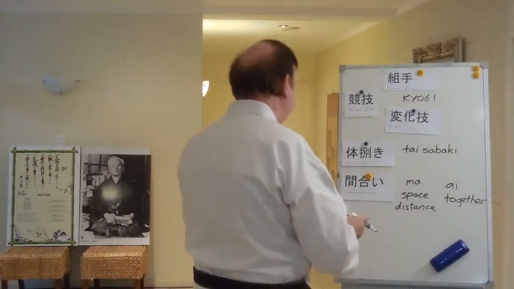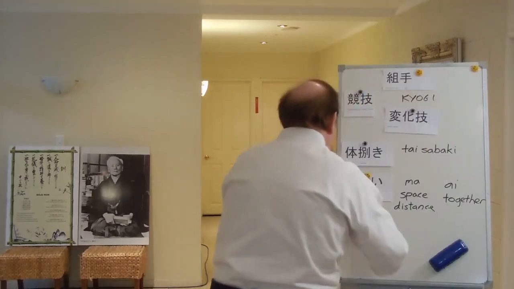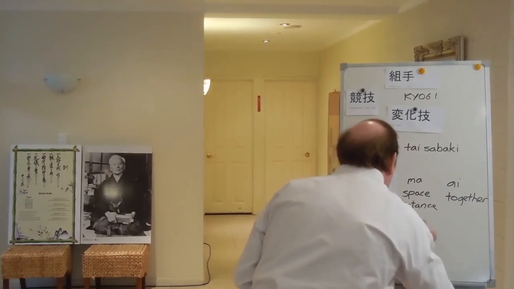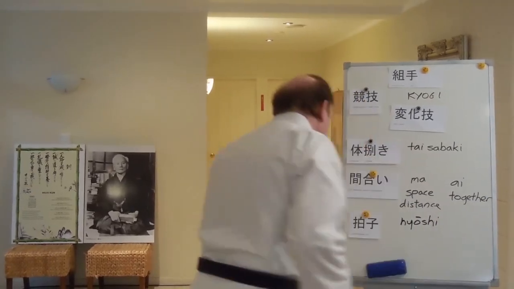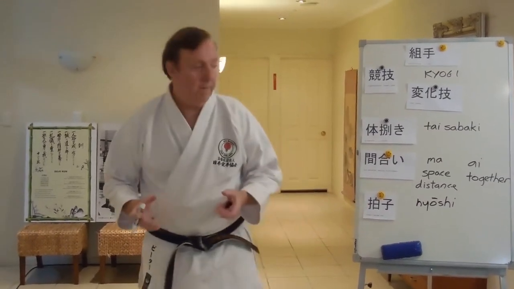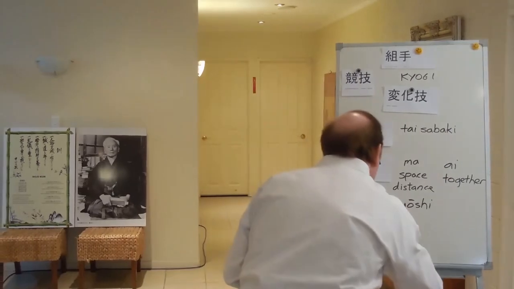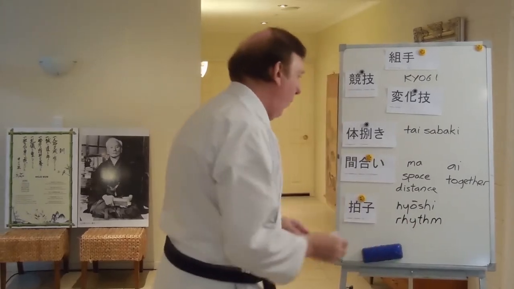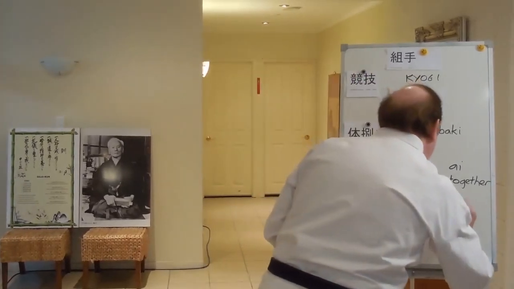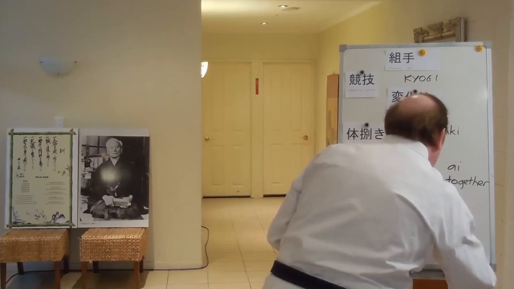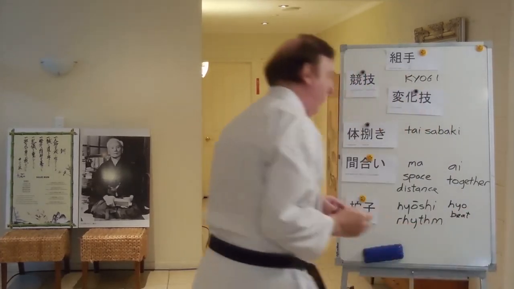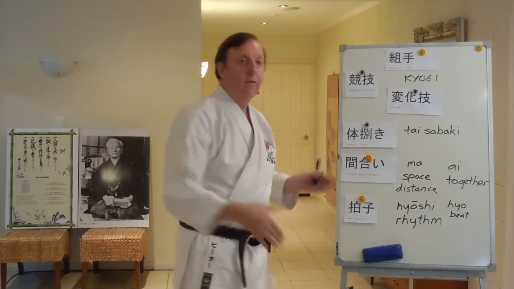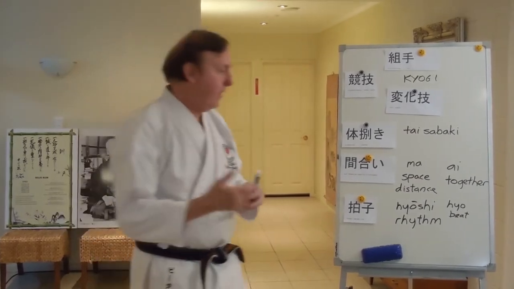Now the next one is hyoshi, and hyoshi is here. And hyoshi basically means the rhythm, or how you move. The hyo actually comes from beat. By beat, we literally mean that. You know, the beat, the music, the tempo, that's the rhythm of something.